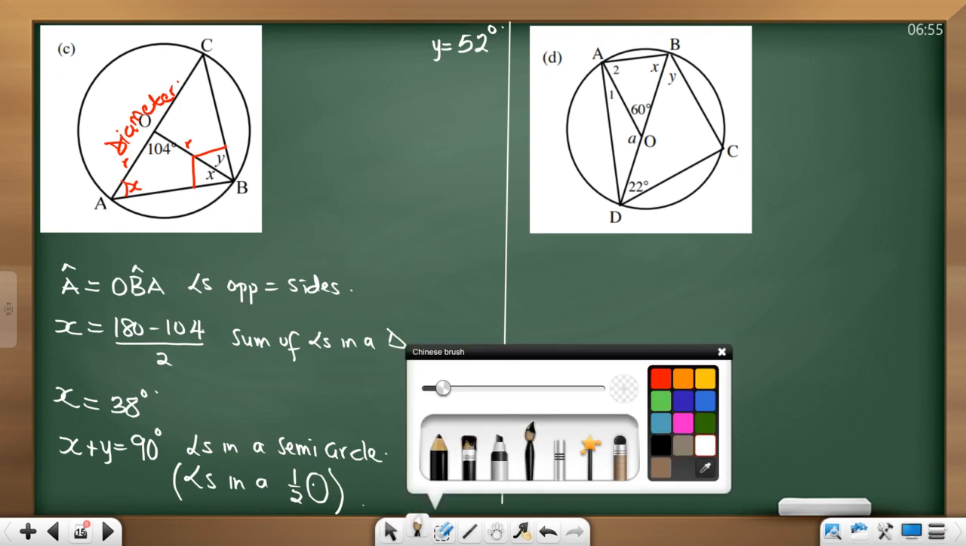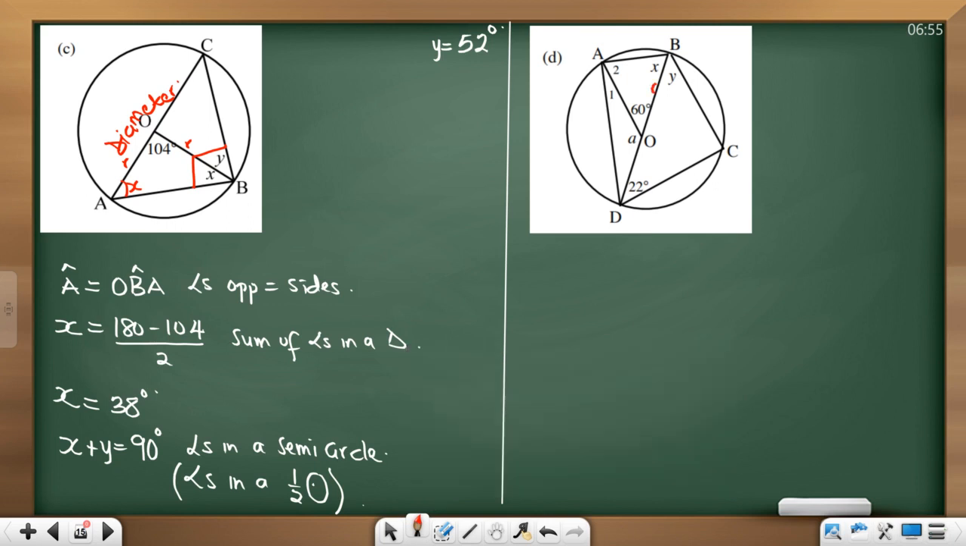So, I'm going to teach you how to find those angles easily. But one of the things I want you to learn is to name your lines. That's a radius. That's a radius. Oh, that's a radius. I'm already seeing something here.